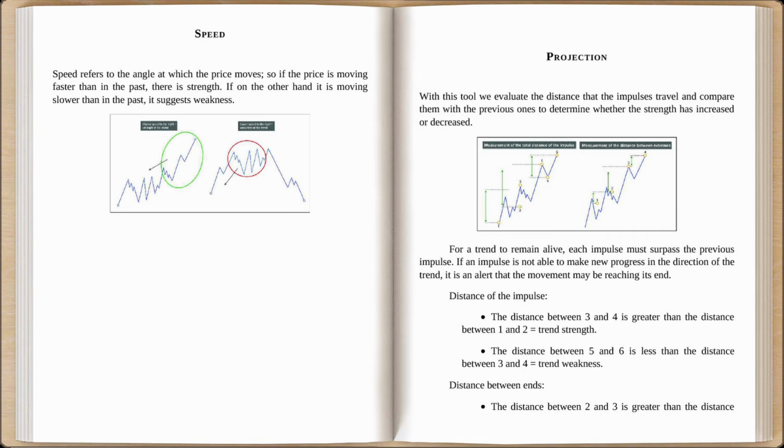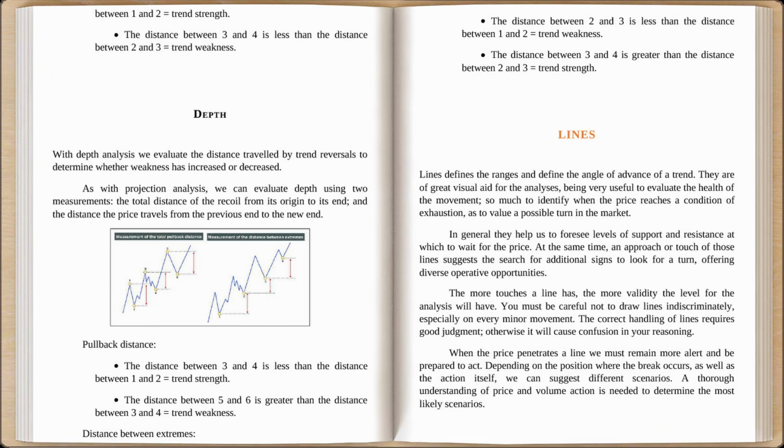Distance of the impulse. The distance between 3 and 4 is greater than the distance between 1 and 2 equals trend strength. The distance between 5 and 6 is less than the distance between 3 and 4 equals trend weakness. Distance between ends. The distance between 2 and 3 is greater than the distance between 1 and 2 equals trend strength. The distance between 3 and 4 is less than the distance between 2 and 3 equals trend weakness.